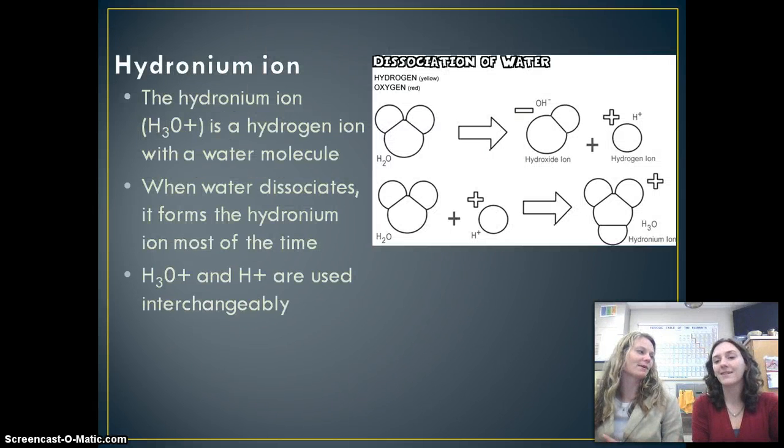But let's talk about, I made a pun. The hydronium ion is used interchangeably with the hydrogen ion. A hydronium ion is just a hydrogen ion with a water molecule. The diagram here shows that if you dissociate water, you're going to get a hydroxide and a hydrogen, but if you have water with hydrogen, you're going to get that hydronium. So you'll see it both ways, and you'll see the hydronium, H3O, on your cheat sheet, but whenever you see that, make sure you know it means hydrogen. It means the same thing.